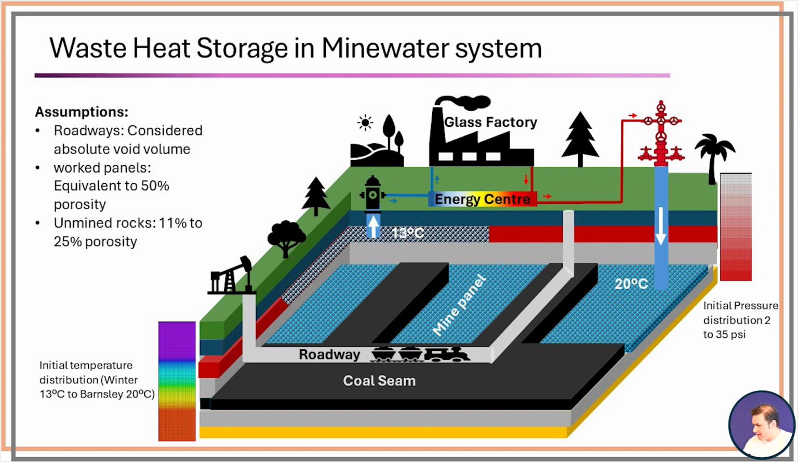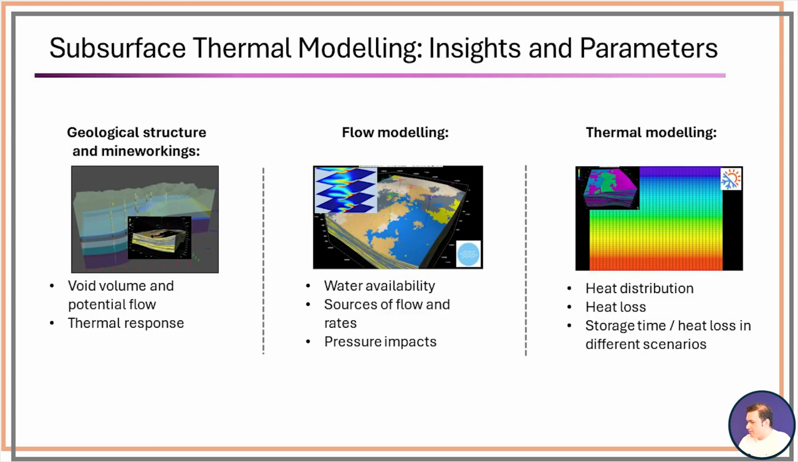So basically, to understand the systems, we had to create a numerical model with all the physical properties and the initial conditions like the pressures, the heat distribution, and any physical properties. To create that numerical model, at first we created a geological structure and investigated the mine workings in the Barnsley area. Then we went through the flow modeling, and at the end we created a thermal modeling to understand the heat distribution, the heat loss, and the storage time.